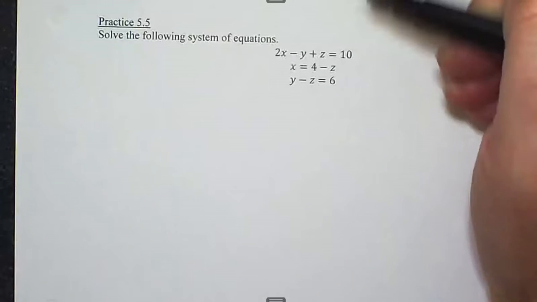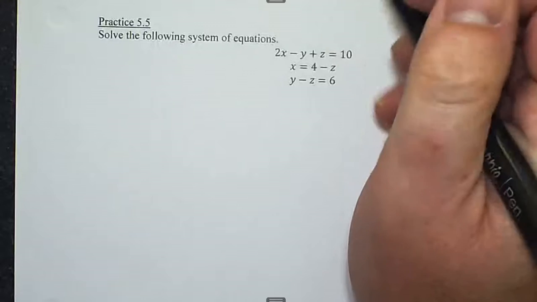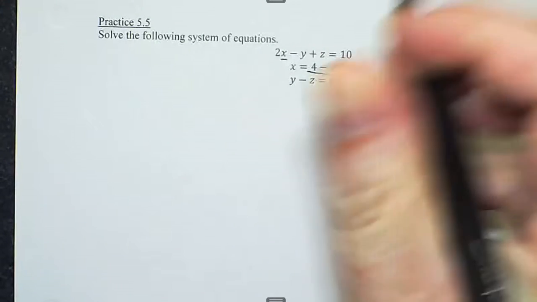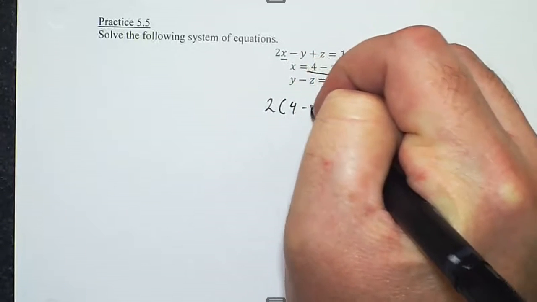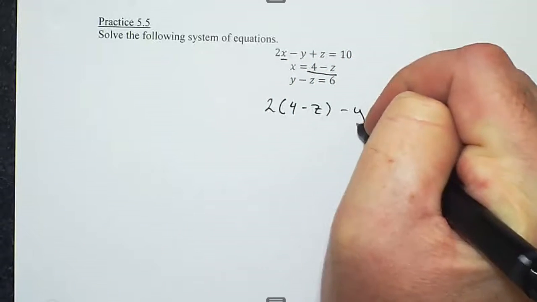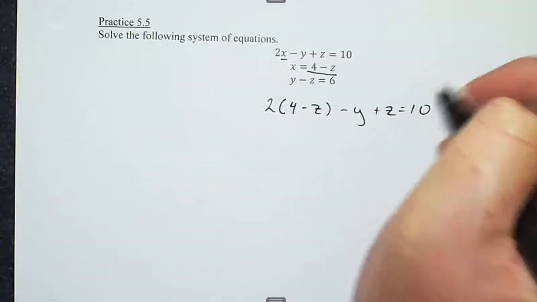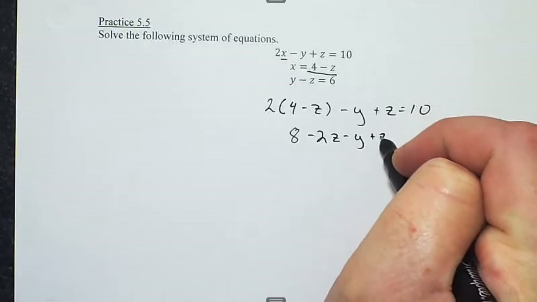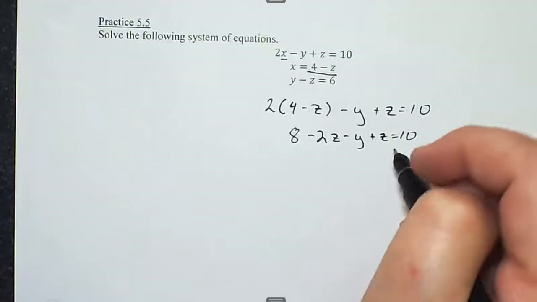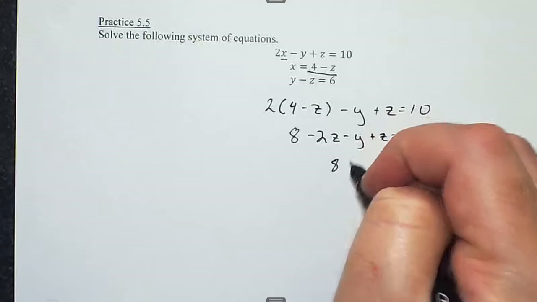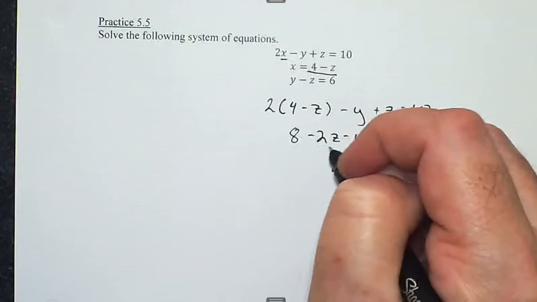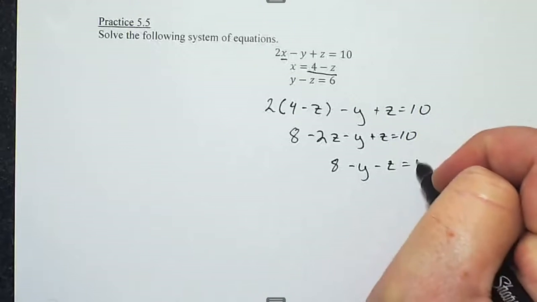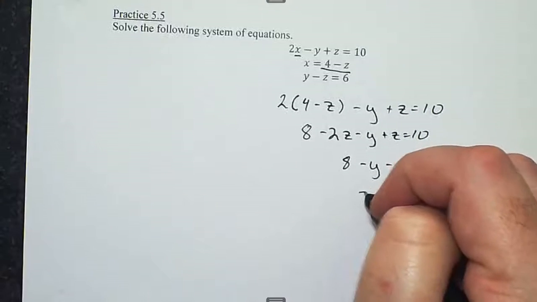Okay, so this one here is set up for substitution really well. So I'm going to replace x in the top equation with 4 minus z. And then when I distribute, I get 8 minus 2z minus y plus z equals 10. So that becomes 8. Negative 2z plus z is a negative 1z, but I'm going to keep them in alphabetical order here. Then I'll subtract the 8.